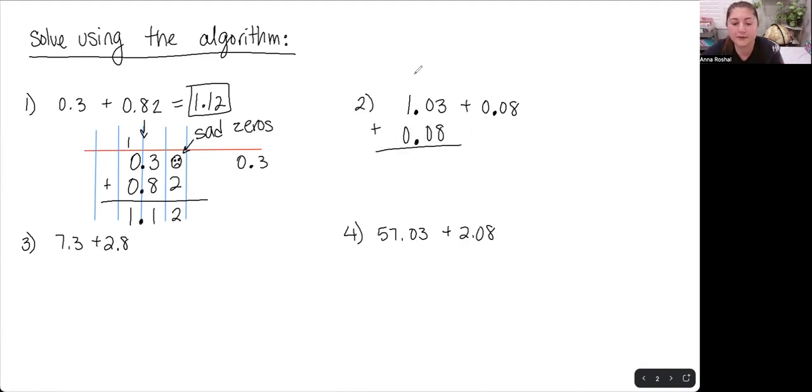So now that they're one on top of the other, I actually know that in the answer, my decimal point will line up straight underneath. And because I don't have any sad zeros that I need to add in here, I can just go straight to adding, right? So 8 plus 3 is 11, 1 on top, 1 on bottom. 1 plus 0 is 1, 1 plus 0 is 1. So my answer for this is 1.11.